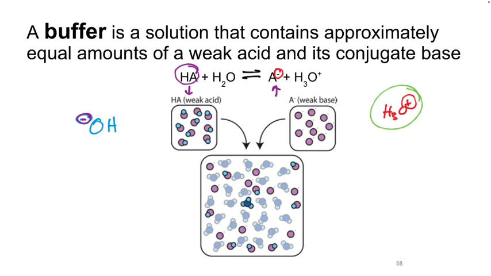Again, it doesn't completely wipe it out. It can't completely wipe it out because we're looking at a weak equilibrium. But what it does is minimize that change. And as long as we have the conjugate acid-base pair, we can buff out either direction. We can minimize the effects of base. We can minimize the effects of H3O+.